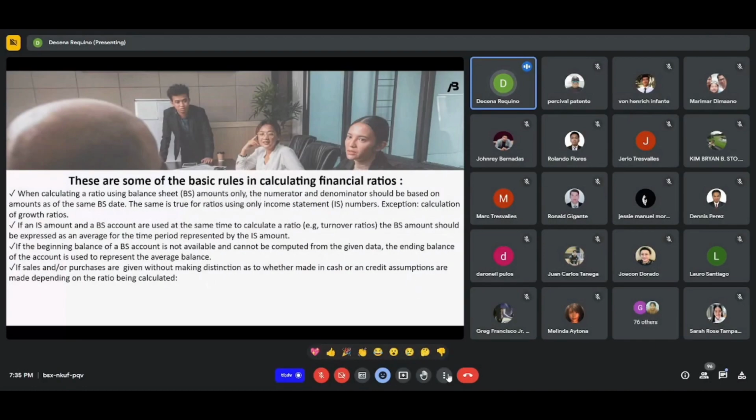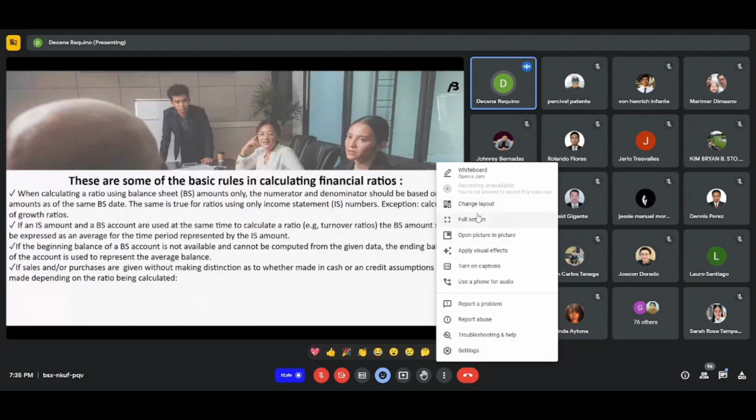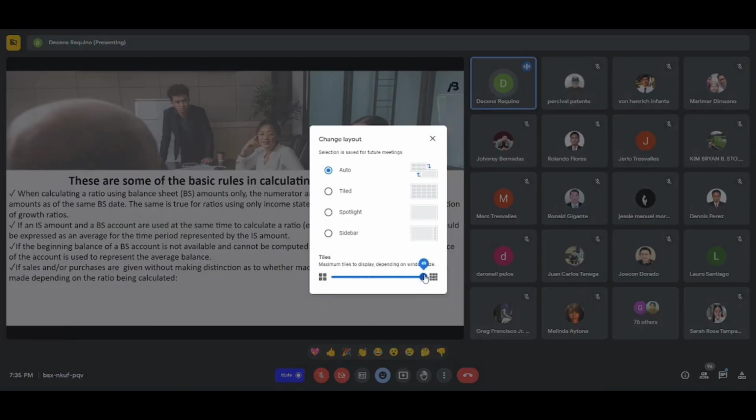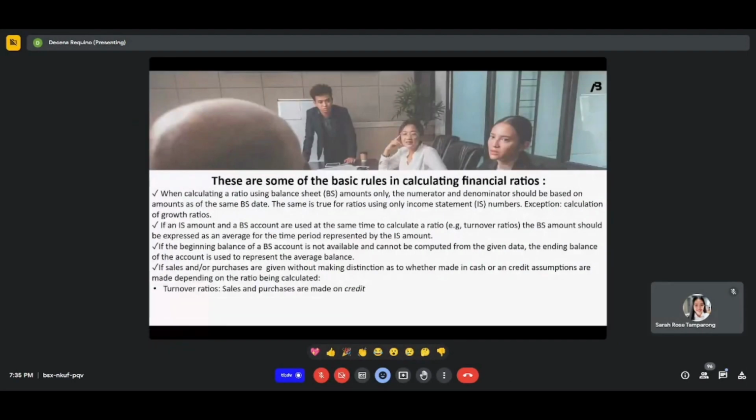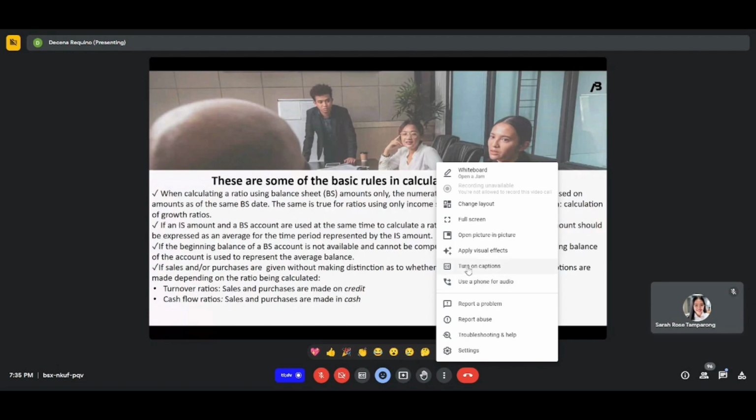If the sales or purchases are given without making distinction as to whether made in cash or on a credit, assumptions are made depending on the ratio being calculated. Kapag turnover ratio, sales and purchases are made on credit. Kapag cash flow ratio naman, yung pinapakompute, sales and purchases are made in cash.